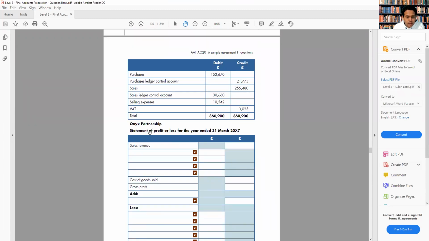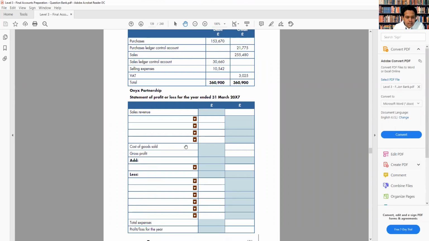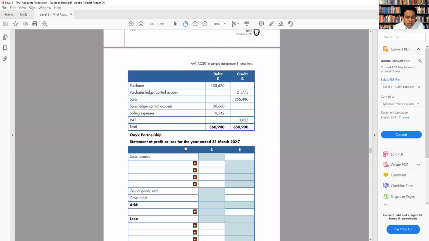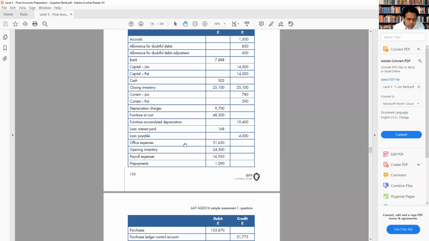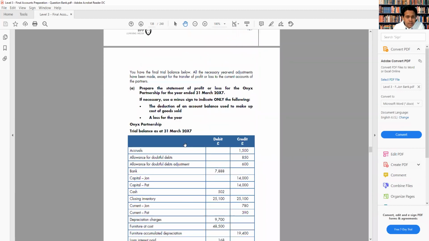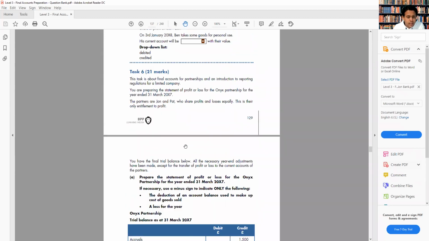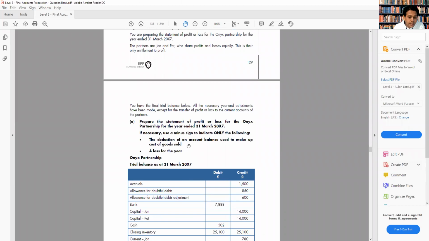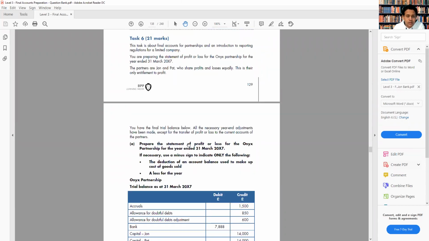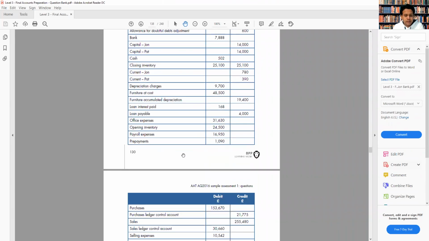And all you need to do is prepare the profit and loss account. So you need to calculate the profit and loss account. I know what items are relevant to it. You already know that: sales revenue minus cost of sales and operating expenses, and whatever is left will be the profit. So that's it. It's not very difficult.